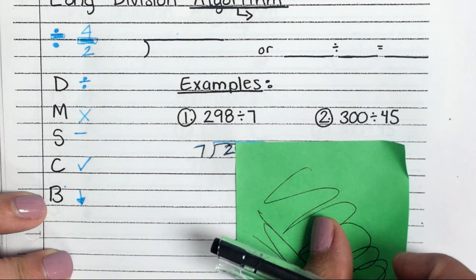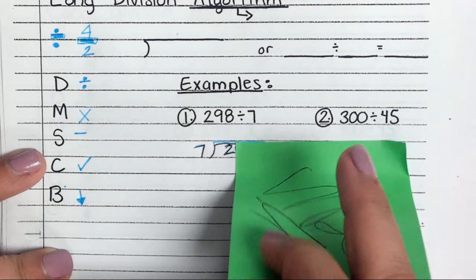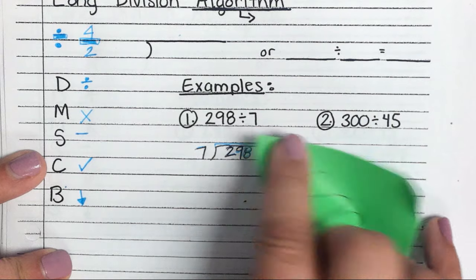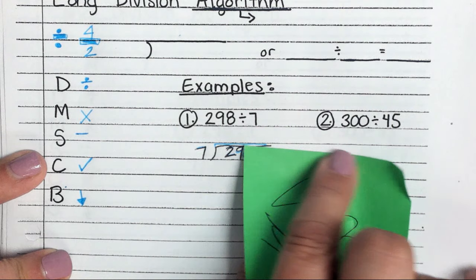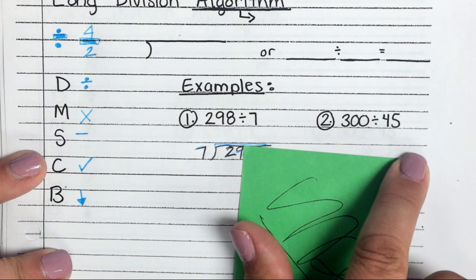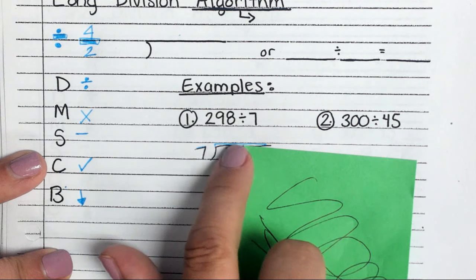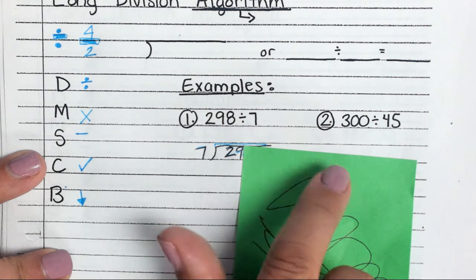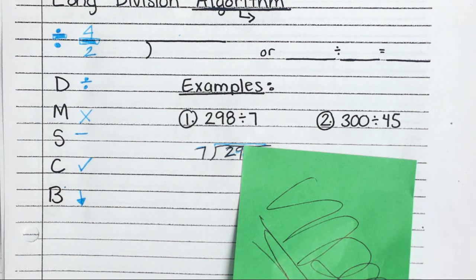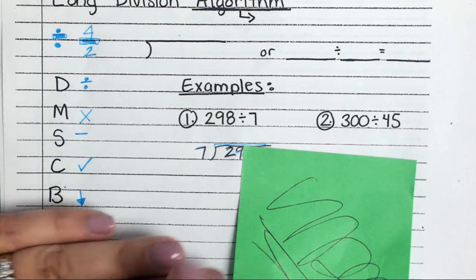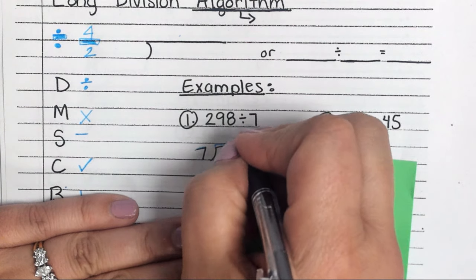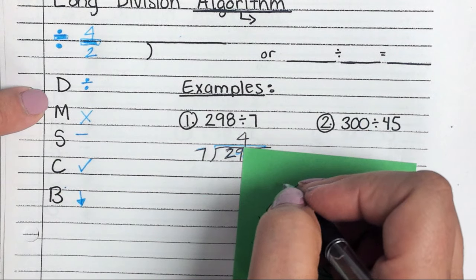Can 7 go into 2? No. Can 7 go into 29? Okay. Am I looking at the whole entire number? I don't need to see 298 because I'm not focused on 298. I'm only focused on 29 right now. So, how many times will 7 go into 29? 4 times. So I've taken care of the divide part.